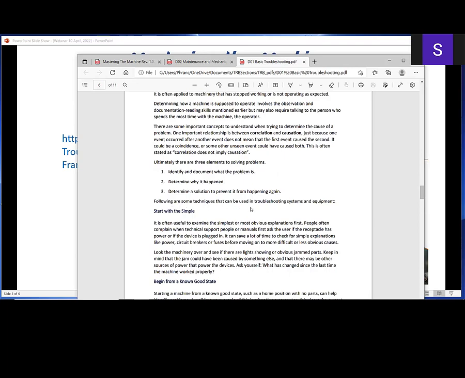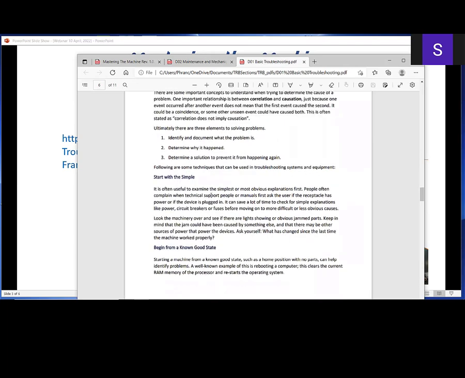Here are some of the techniques that can be used in troubleshooting systems and equipment. Start with the simple, right? Start with the things that take the least amount of time, because you can get some things out of the way that way. You might find it very quickly just by looking for something, like asking the user if the receptacle has power that the device is plugged into, or if the device is plugged in.